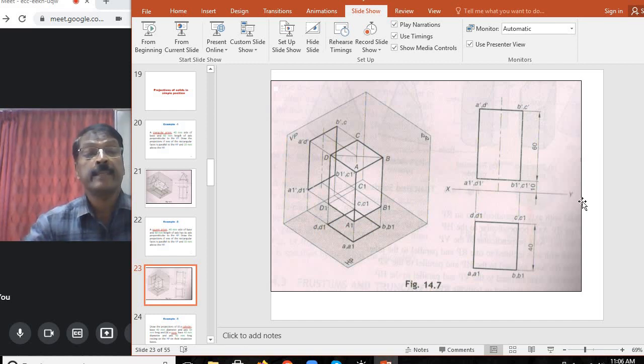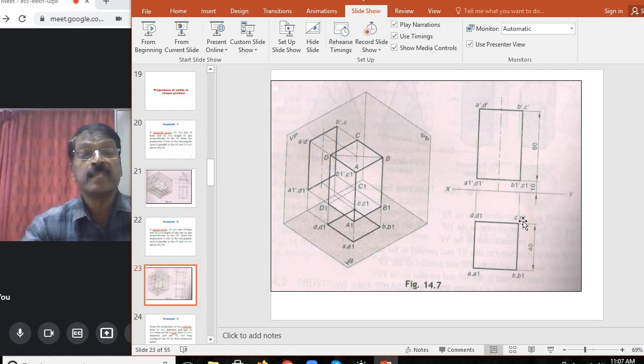So draw the line XY, and while drawing this top view, the position of the object from the vertical plane is not given, but it is given that it is parallel to VP. So since the rectangular face is parallel to VP, in the top view one of the edges is parallel to XY. That is the understanding.